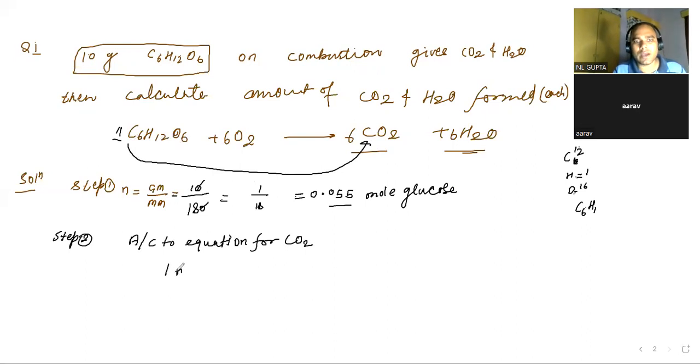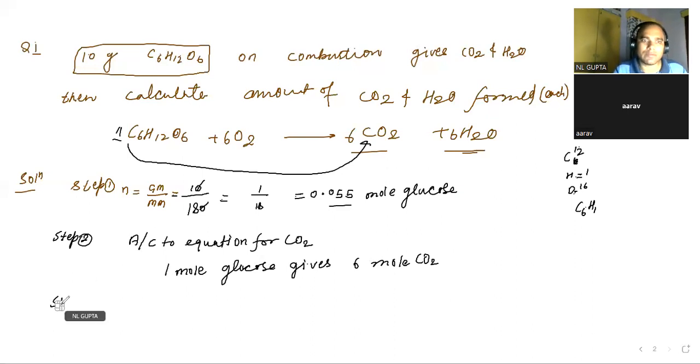So if I am writing 1 mole glucose, glucose gives how many mole? Gives 6 mole CO2. Now this is the 1 to 6 ratio. So step number 3. How many moles are coming, that we need to see. Step number 3.